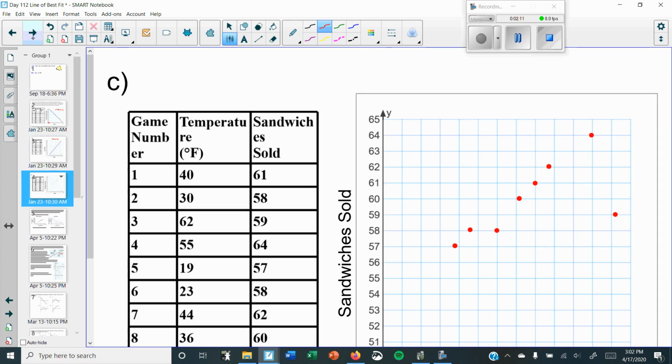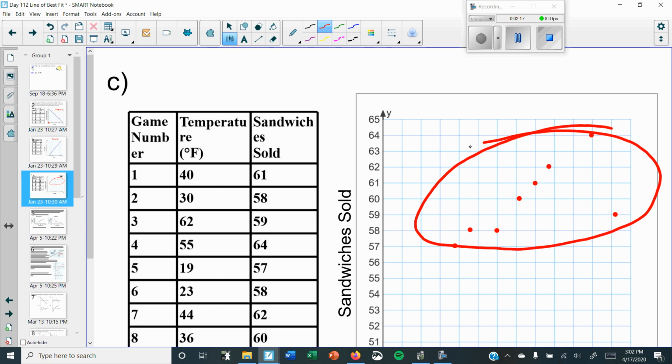Now, this one, some of you might have tried to say positive. In my mind, there's not much going on. It looks pretty level. There doesn't look to be a trend. So this is no correlation. And that makes sense. How many of you like eating sandwiches in the wintertime? How many of you like eating sandwiches in the summertime? Temperature doesn't usually affect your need to eat sandwiches. I don't think, wow, it's hot now, now I need a sandwich, or it's cold now, I need a sandwich now. So you did not need to do that. And again, it may look different based on the scale you used.